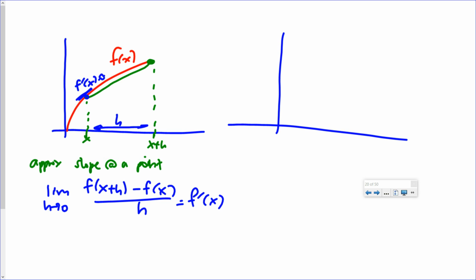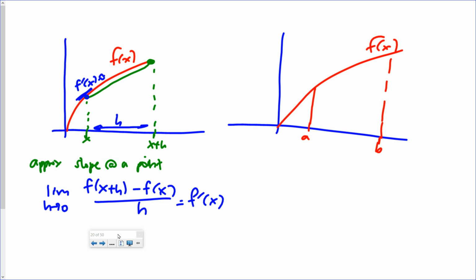For integrals, if I wanted to know the area under the curve of f of x from a to b, that is actually the integral. But the way Riemann said to do it was to approximate this area. The way you would approximate it is he drew a bunch of rectangles under the curve. They don't have to be under the curve, but he drew rectangles to approximate the area under the curve. And he added all of these rectangles together.